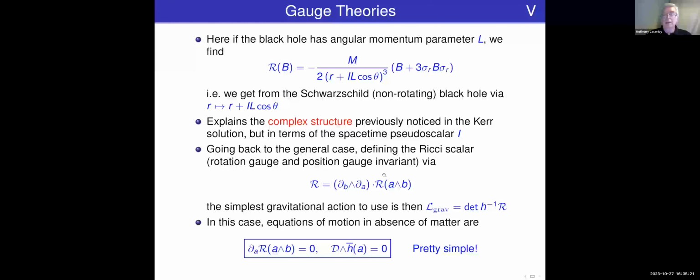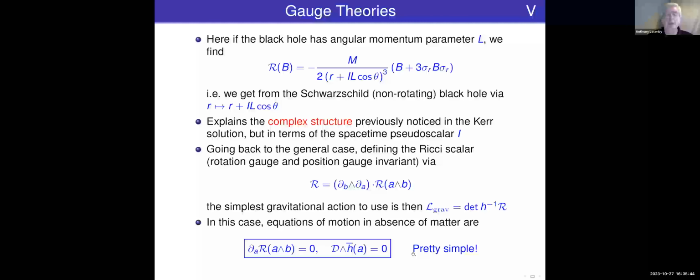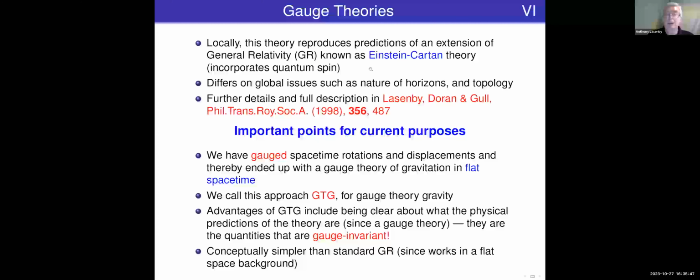Now, going back to the general case, you can define an invariant Ricci scalar, like this, use it in your Lagrangian for gravity in this form here, and then you find the equations of motion are incredibly simple. dA R of A wedge B is 0, and then the d wedge H of A is 0. Pretty simple. And basically, locally, this theory reproduces the predictions of an extension of general relativity known as Einstein-Cartan theory that's come up a few times in these lectures. It actually differs on global issues such as the nature of horizons and topology, basically because it's in a flat space-time, and further details and full description are in this paper here.